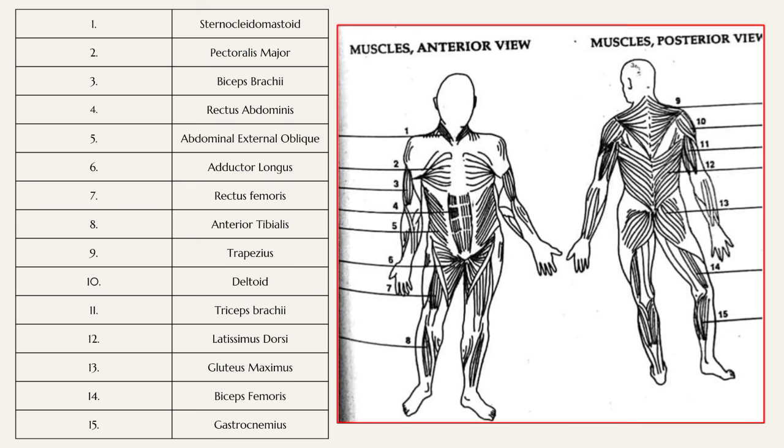For number 7, we have rectus femoris. The rectus femoris is located superficially on the middle of the anterior thigh, extending between the ilium and the patella. It is a central muscle of the quadriceps femoris extensor muscle group and acts to extend the leg at the knee. Number 8 is the anterior tibialis.